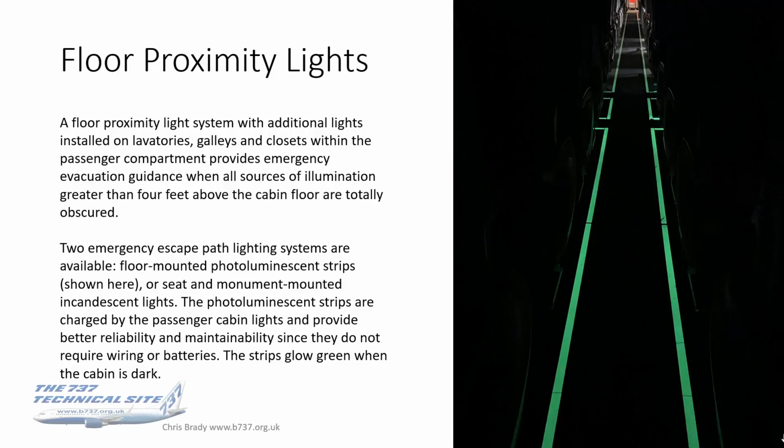Now, as regards floor proximity lights, this again is designed for a smoke-filled cabin. So you've got a floor proximity light system with additional lights installed in the lavs, galleys, closets within the passenger compartment, which provides emergency evacuation guidance when all sources of illumination greater than 4 feet above the floor area are totally obscured, again by smoke.